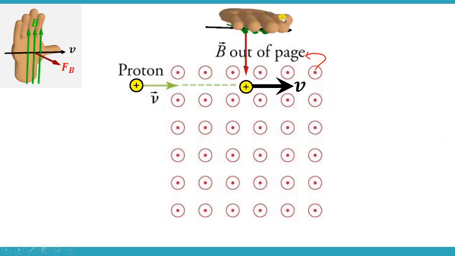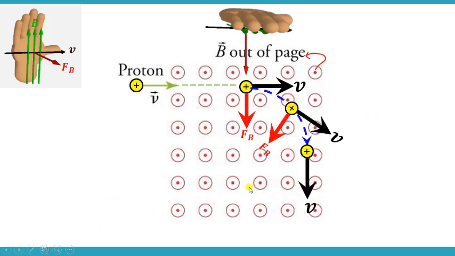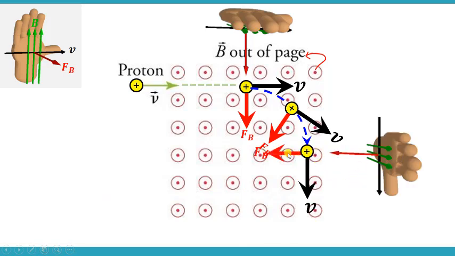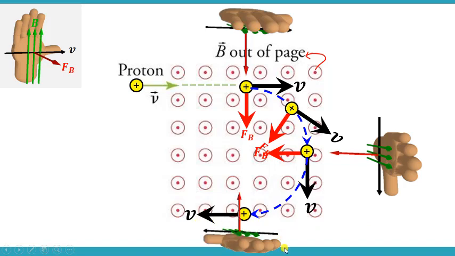Our thumb points to the right, and the fingers now all point out of the page. We can see that our palm is now facing downwards, so the magnetic force is downward. Now the motion will curve down. At this particular position, when we apply our right hand rule, we find that the magnetic force points to the left. So now the motion will be bent leftwards. At this position, applying the right hand rule, our magnetic force is pointing upwards. So the motion of the charge will change upwards.